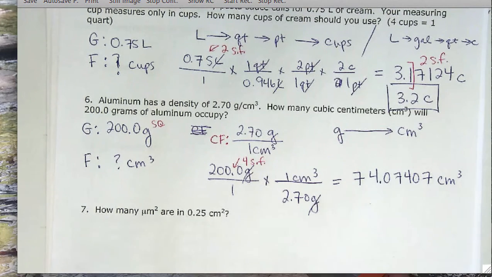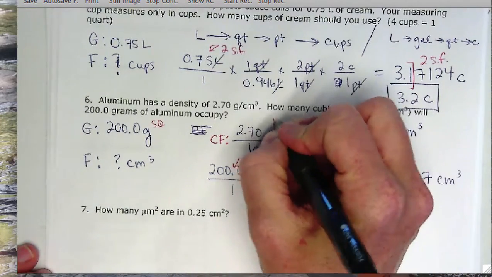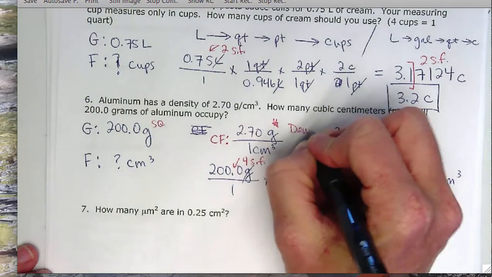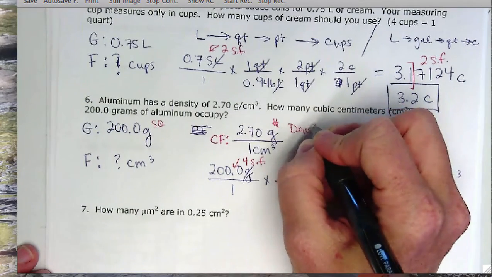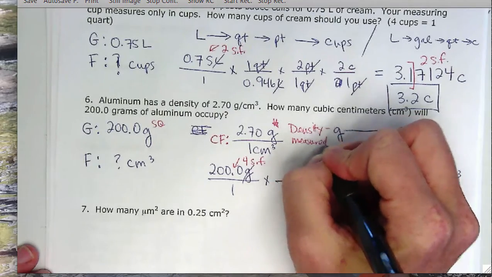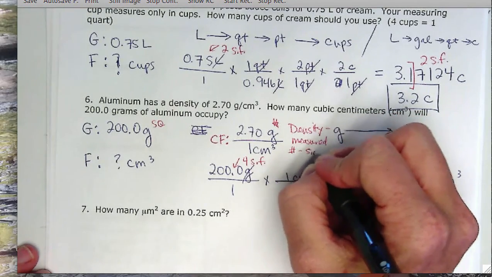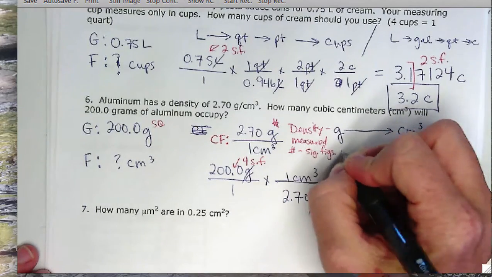We'll have density problems coming up. So right now, based on what you know, if you put 4 sig figs on this problem, I would accept it. I wouldn't think, but I'm going to put a little asterisk by this. This is density. It's a measured number. Sig figs matter.